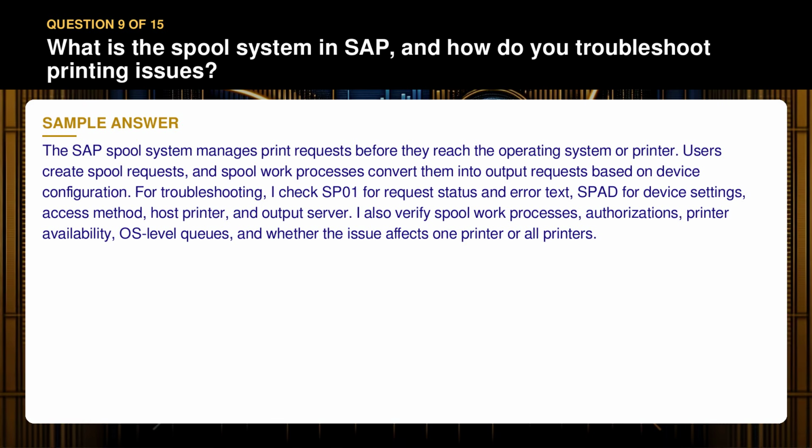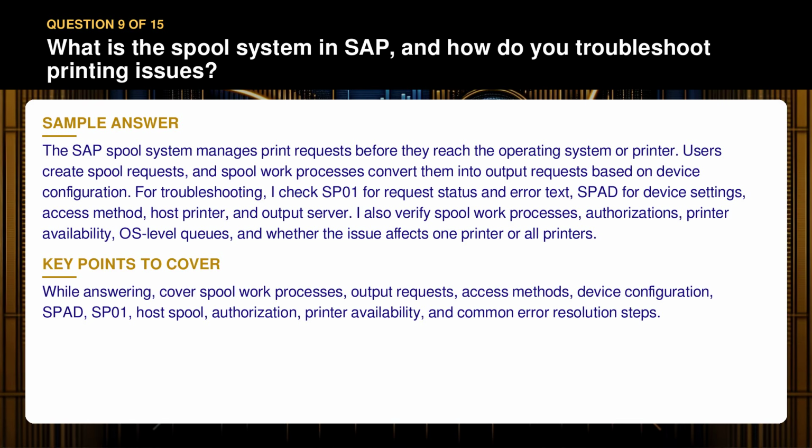For troubleshooting, I check SP01 for request status and error text, SPAD for device settings, access method, host printer, and output server. I also verify spool work processes, authorizations, printer availability, OS level queues, and whether the issue affects one printer or all printers. While answering, cover spool work processes, output requests, access methods, device configuration, SPAD, SP01, host spool, authorization, printer availability, and common error resolution steps.